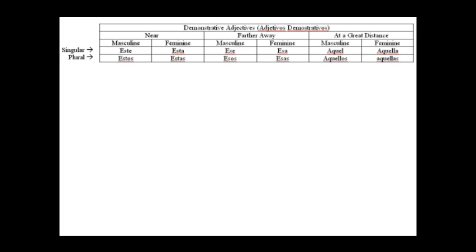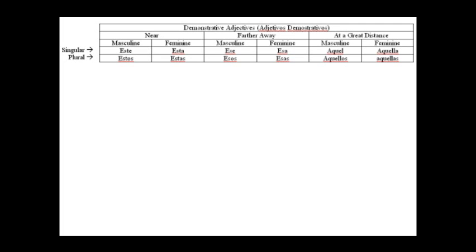Now we're going to look at the middle column of this chart where it says farther away, and the words that we have here, the English equivalent, are that and those. The word that would be ese and esa, and those would be esos and esas. So we have to think about the location of the item we're talking about. So it's going to be further away from you, maybe not really far away, but kind of further away on the other side of the room maybe.